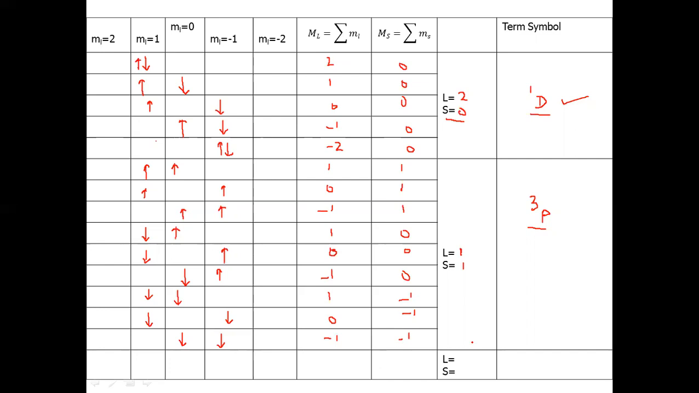So these are the 9 microstates that can be associated with the 3P state. Now we have to find for L 0, S 0, which gives 1S microstates. Now this possibility we have not written yet.